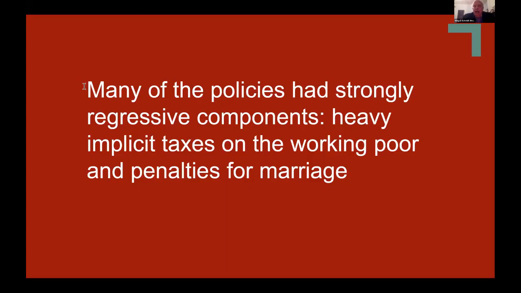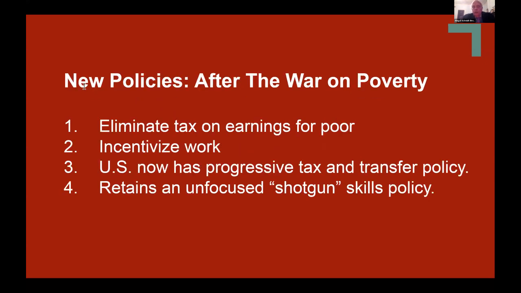Many of these policies actually discouraged work, and they actually taxed the poor. That's no longer true. We've eliminated the tax on earnings. We now incentivize work for the poor, and we now have a very progressive tax and transfer policy. In fact, the United States has the most progressive tax and transfer policy at the bottom end of the distribution of any other country in the world, even the Scandinavian countries.